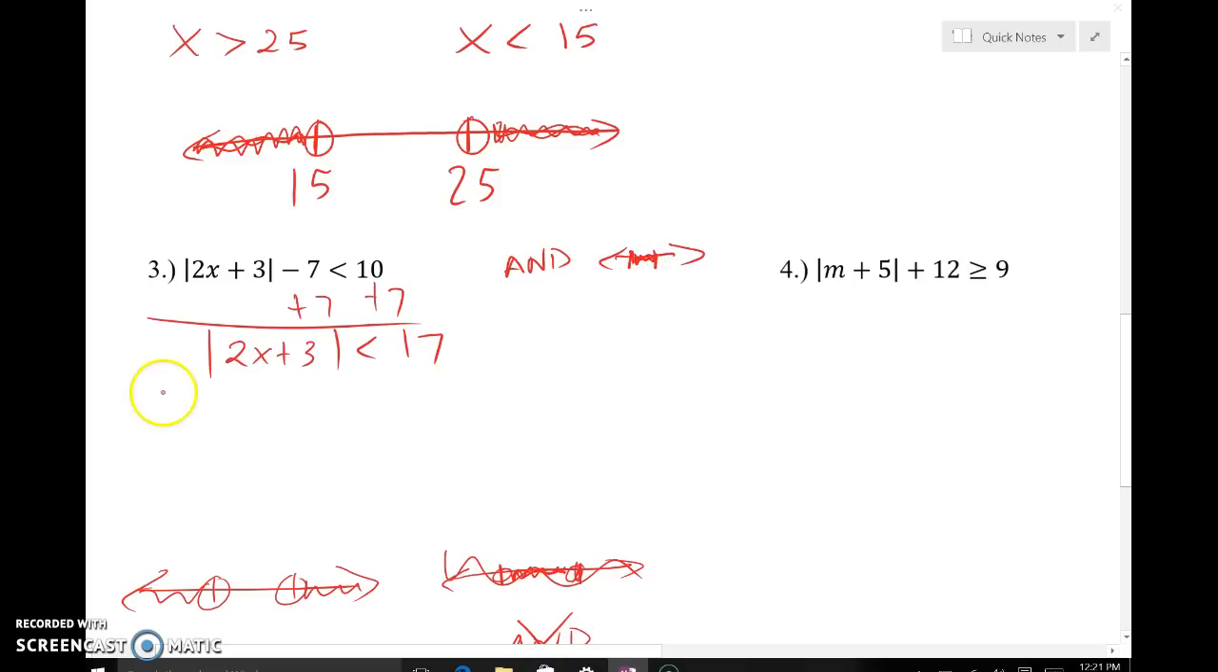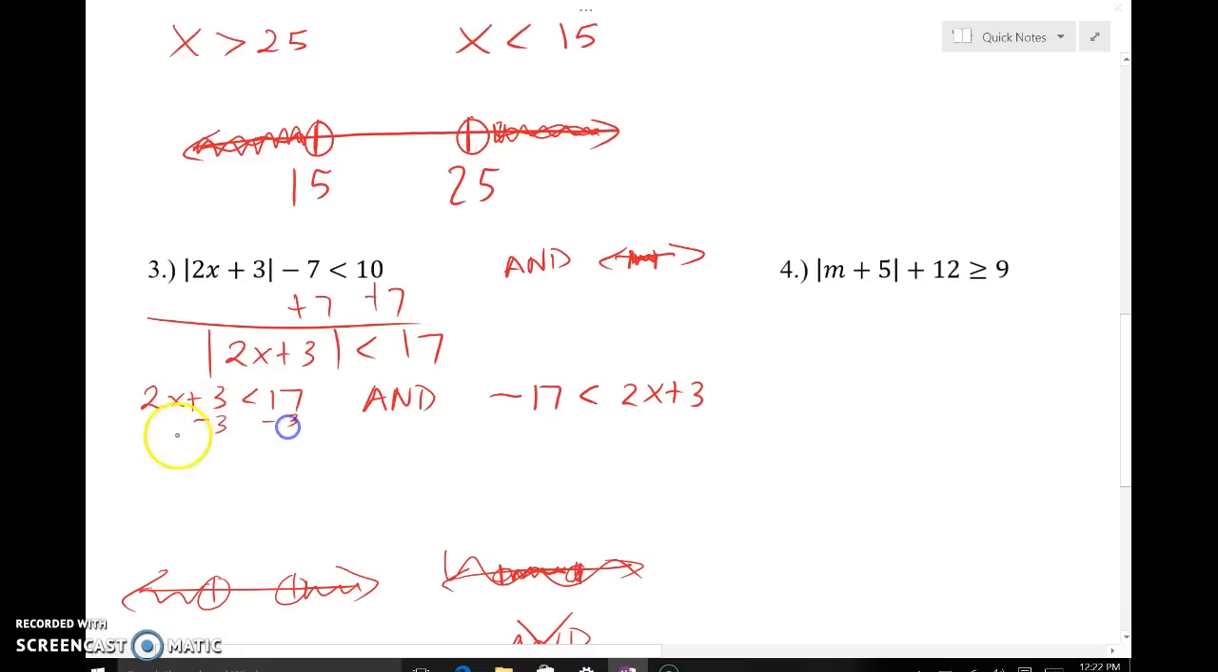All right, so now breaking our two scenarios, 2x plus 3 is less than 17. That stayed the same. Here we go. And watch what I do here. Negative 17 is less than 2x plus 3. So my two scenarios require me to have the 17 and the negative 17, but on either side of the 2x plus 3, so that the 2x plus 3 solution is actually sandwiched in between the two 17 and negative 17 scenarios. So I'll go ahead and solve.